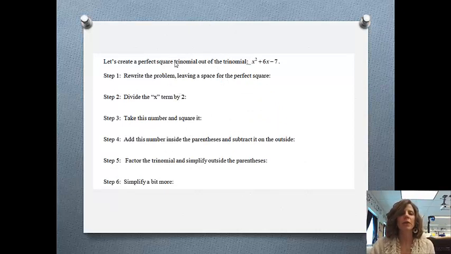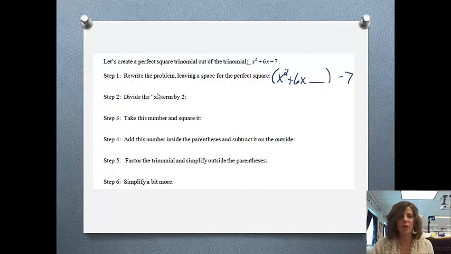All right, we're going to create a perfect square trinomial out of the trinomial x squared plus 6x minus 7. Right, the first thing in step 1 says to rewrite the problem, leaving a space for the perfect square. So we're going to write x squared plus 6x, leave a space, and then we're going to just tag the minus 7 on the outside.